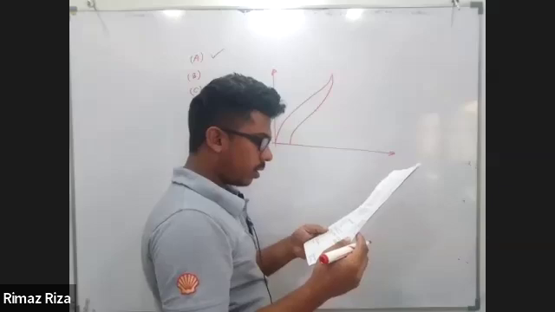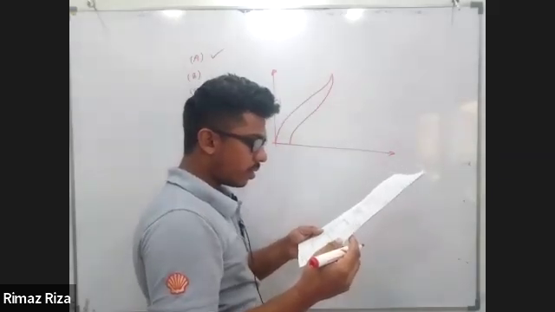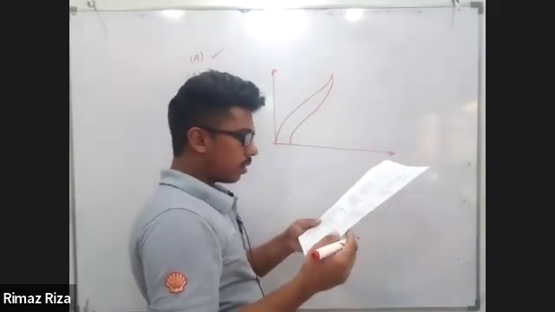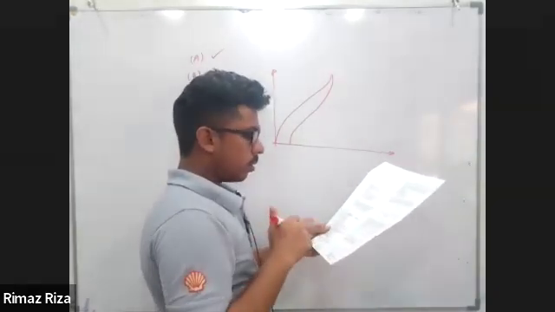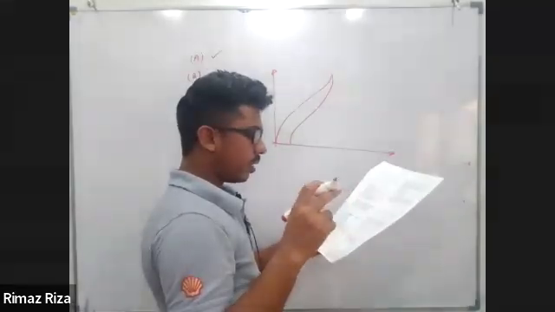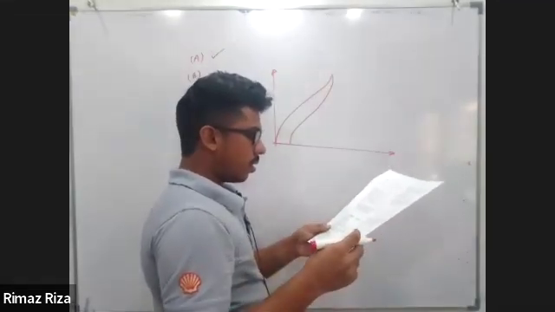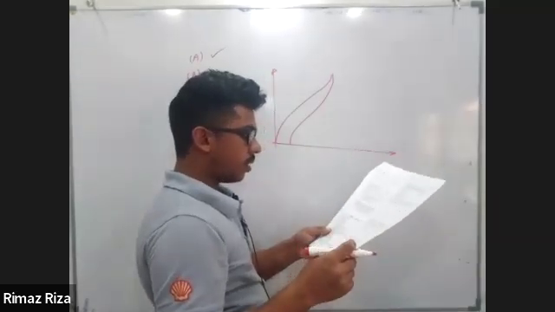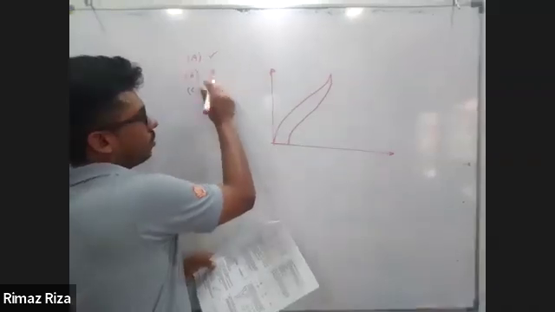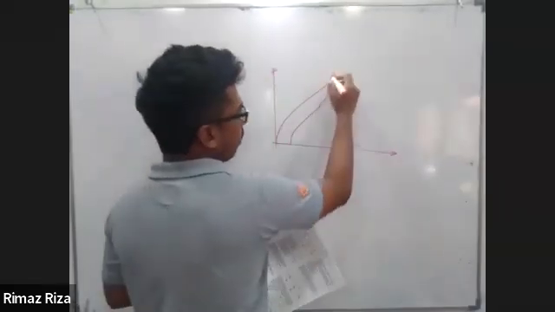B. The magnitude of the total work done during the increase of the length is less than the magnitude of the total work done during the decrease of the length. False. So B is false, because work done is the area under the curve.